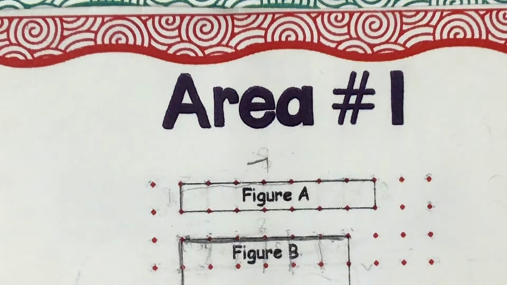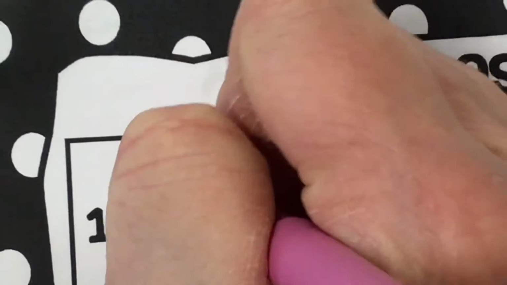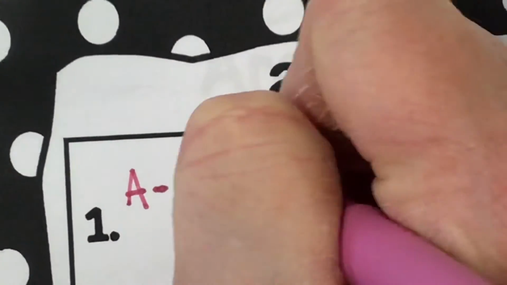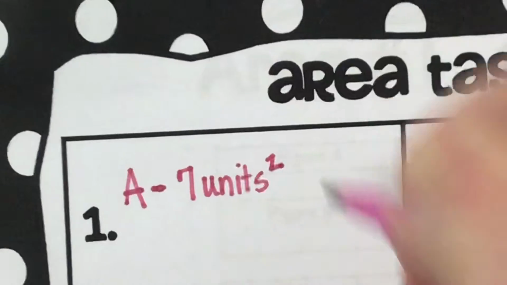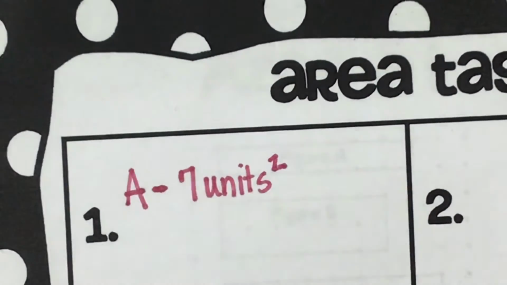What are you counting, Andrew? 7. I'm counting 7 as well, okay? I want you to write on your paper, A equals 7, and then what is our unit? Units squared. You need to have the squared to show that we're talking about area.